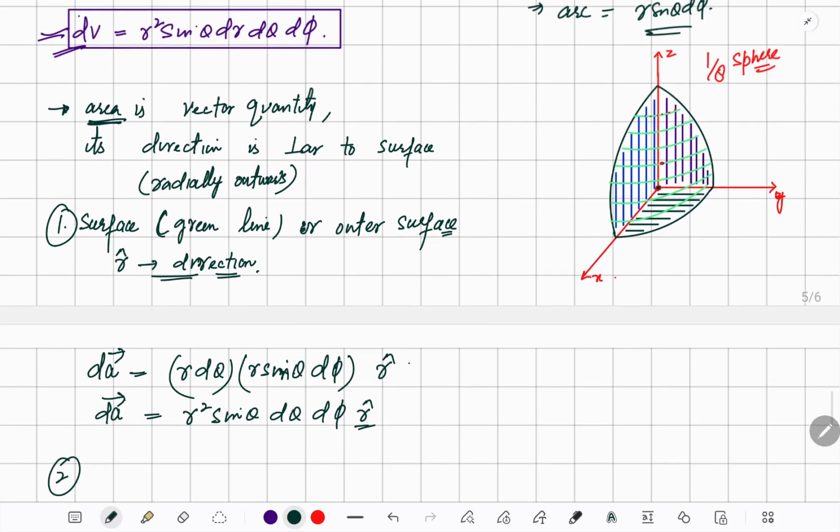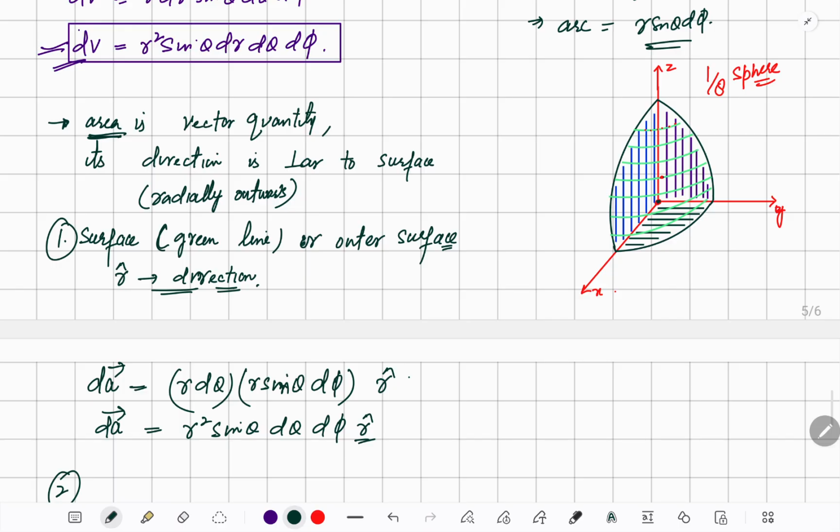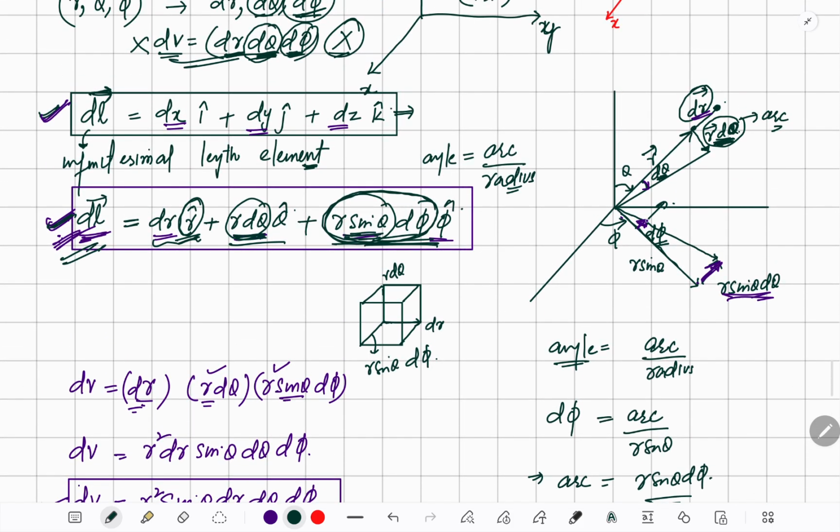Let's move to the second surface. Let's take this purple one here. Its direction is phi cap, because we define the phi cap direction as going backward like this, which is the direction in which phi is increasing.